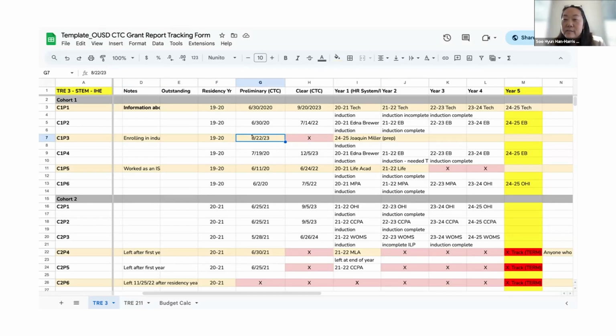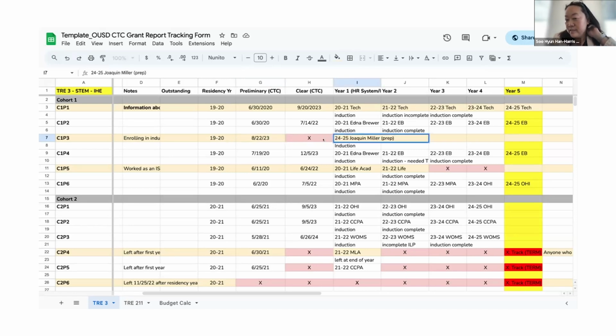So any of those years that they taught, if they had taught between the residency year and the issuance of their preliminary, they're not being tracked. So I'm not putting them on my sheet. Aside from these notes, I'm not putting them on my sheet until this school year.